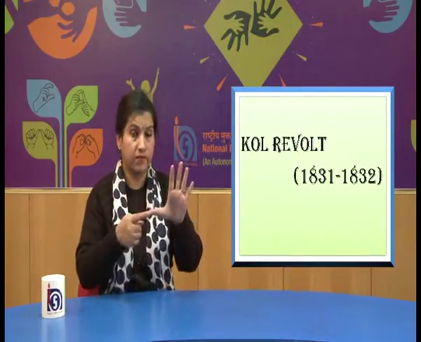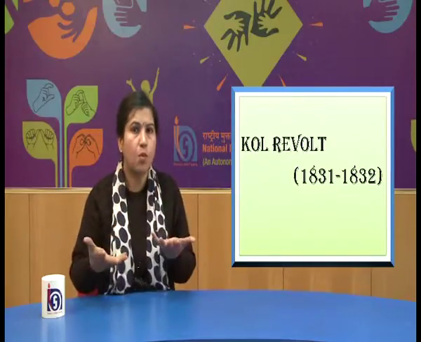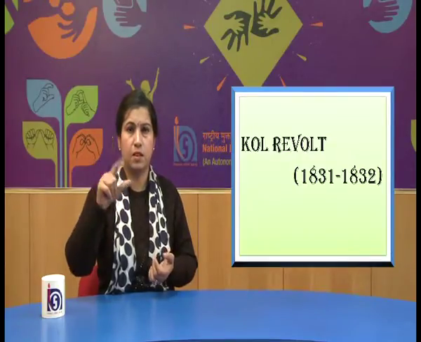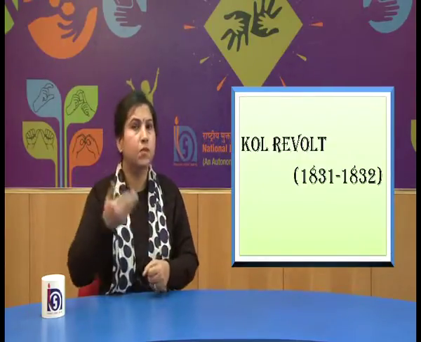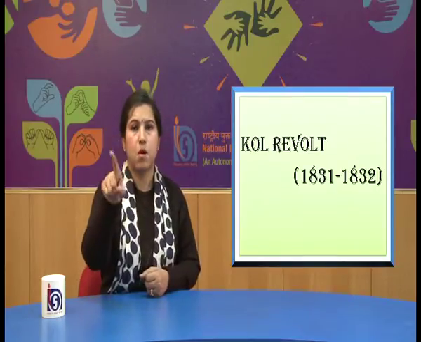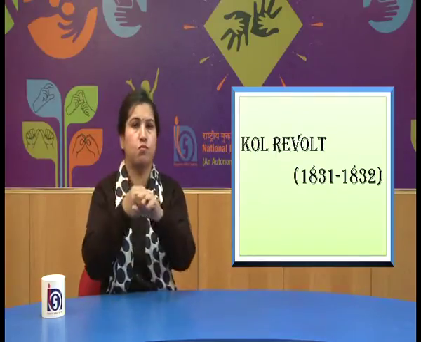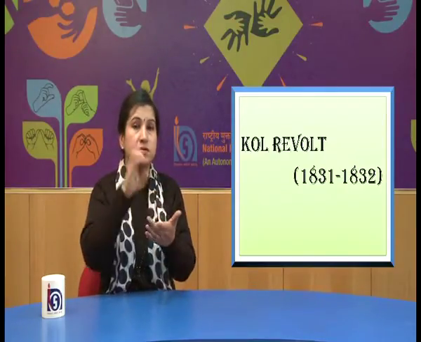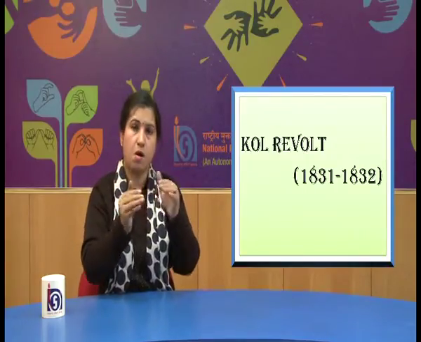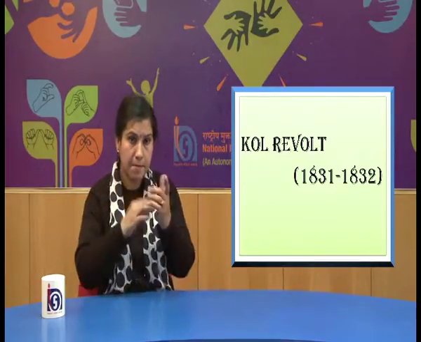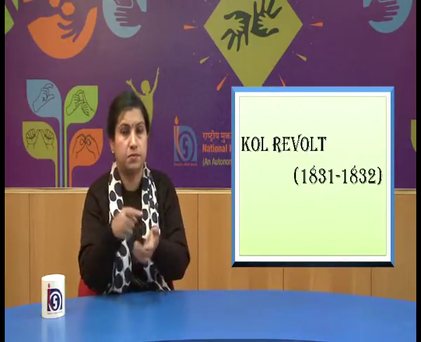Now, the fifth revolt which we are going to discuss is Kol Revolt. This took place during the year 1831 till the year 1832. Kol lived in the Chota Nagpur region. Learners, can you locate it on the map of India? Please try to do that today.